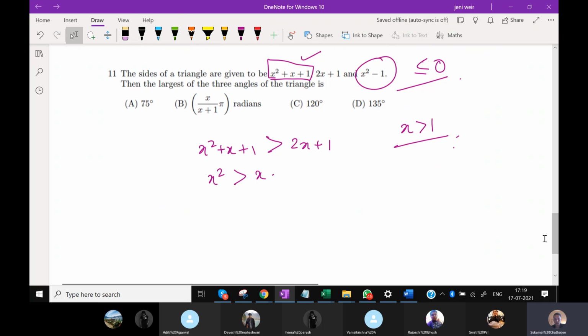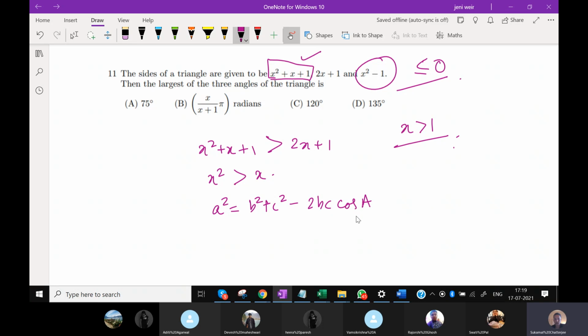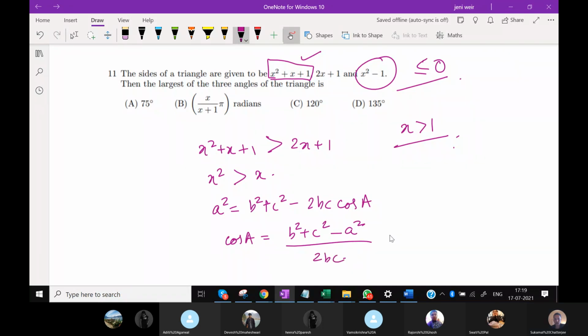And it's a straightforward application of the cosine rule of triangles. So if A is the largest side, then angle A will be the largest angle. So A square will be equal to B square plus C square minus 2BC cos A. Therefore, cos A will be B square plus C square minus A square by 2BC. So you just find the squares of the two smaller sides and subtract the square of the largest side.